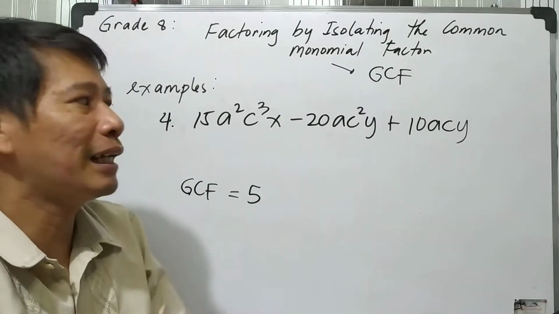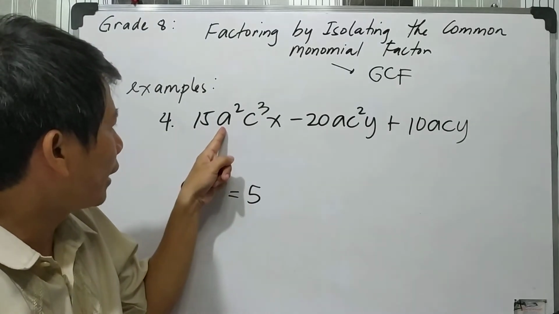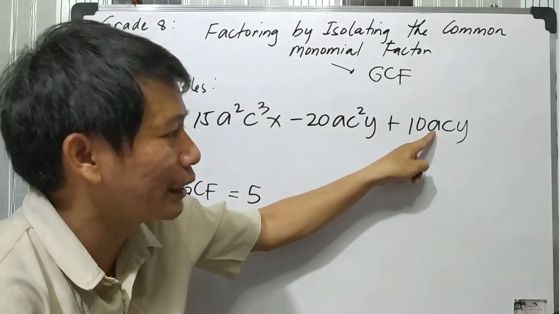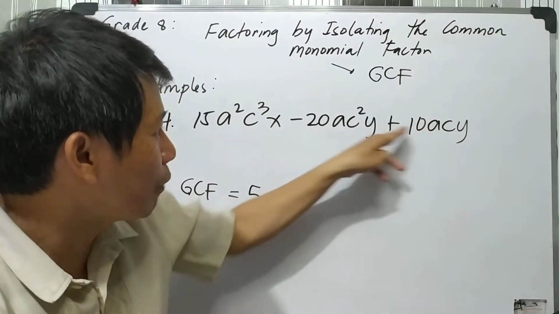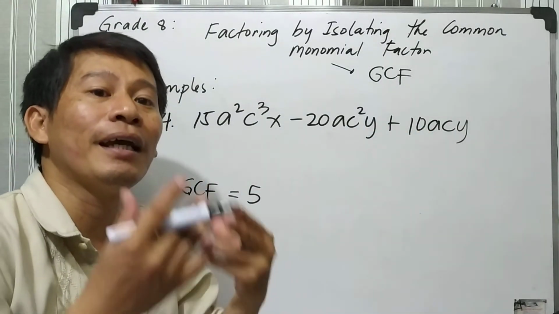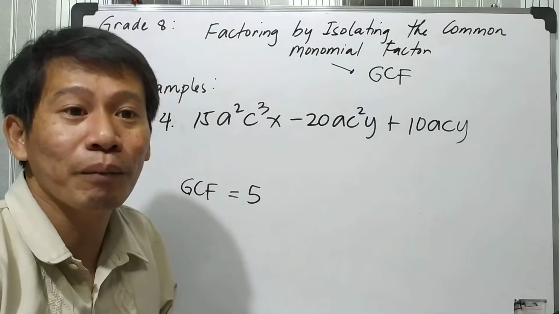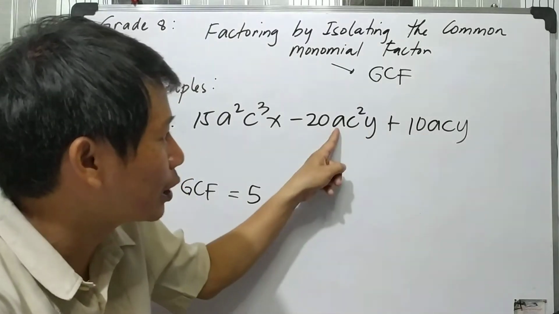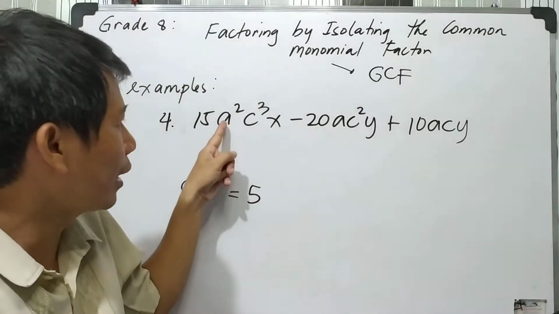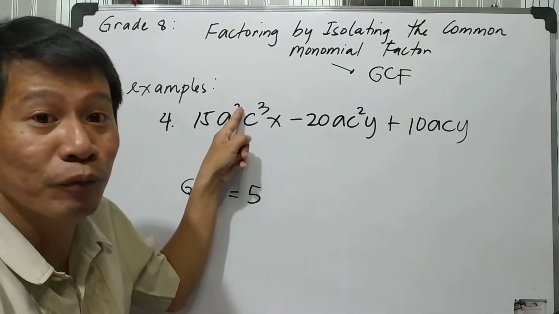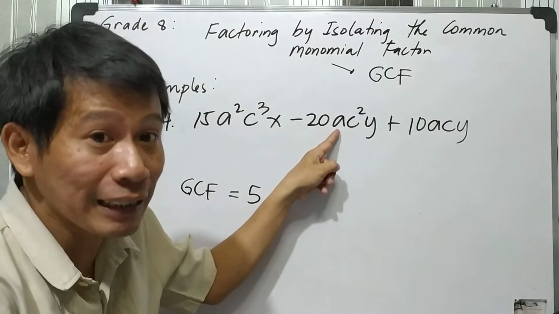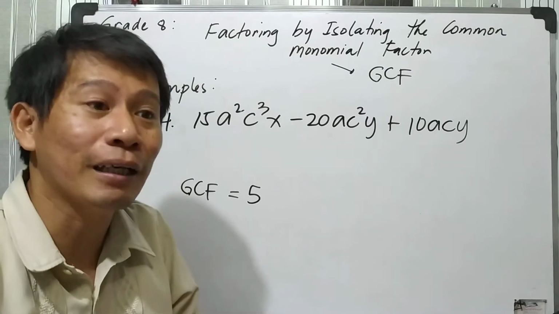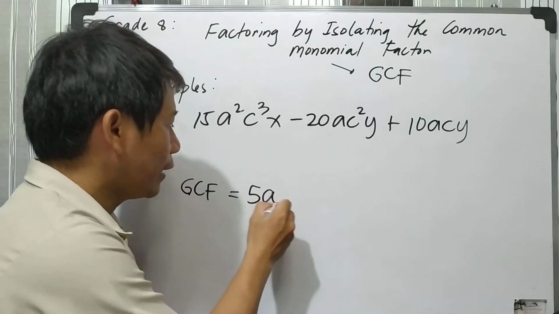What else? Yung first variable natin, a squared. Do we have a here? Yes. How about in the last term? Yes. So, lahat may a. Ibig sabihin, a is a common factor. But what is the GCF? Kunin nyo ngayon yung pinaka-least ang exponent. Ano ba ang exponent nito? Square, 2. Eto, a. Eto, a. Ano ang pinaka-least? A. Therefore, the GCF is a.